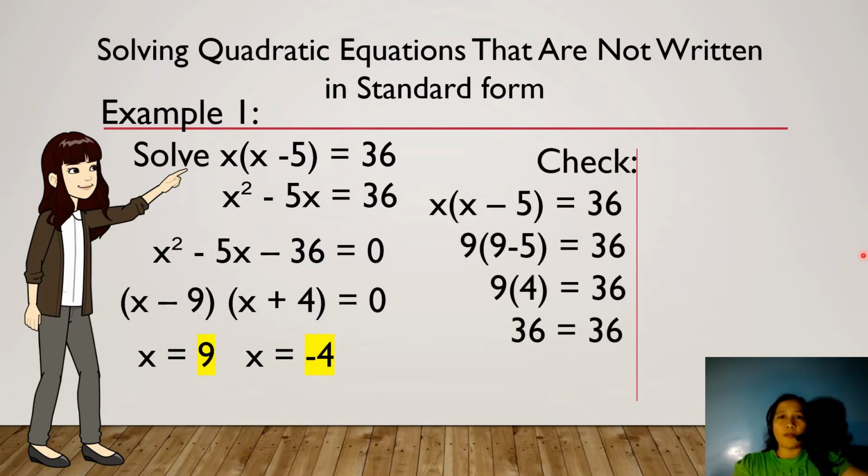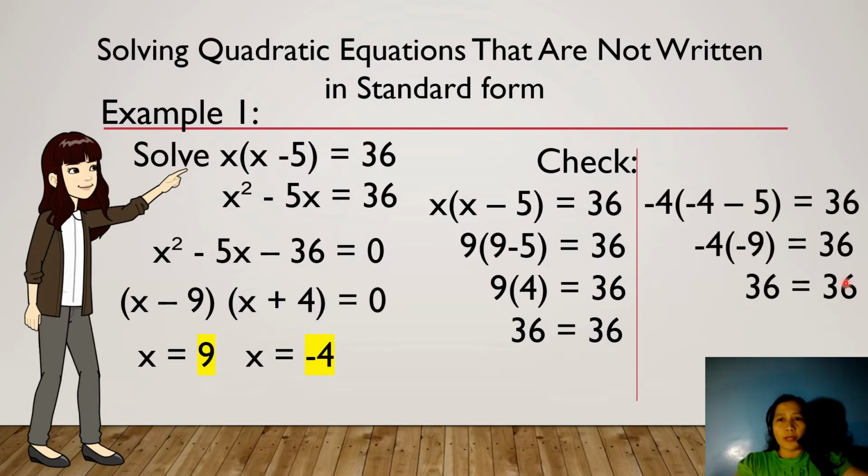Let us check from the original equation. From the original, we have x times the quantity x minus 5 is equal to 36. Substitute 9. Your x becomes 9, and your other x becomes 9 also, minus 5 is equal to 36. And then solve. Bring down 9. 9 minus 5 is 4. And 9 times 4 is 36, equal to 36. So they are equal. It satisfies the original equation. How about the other one?